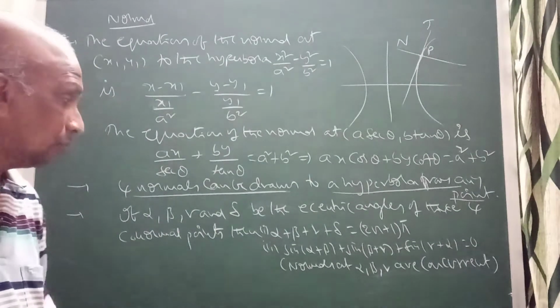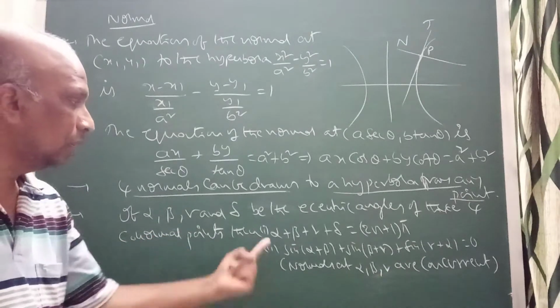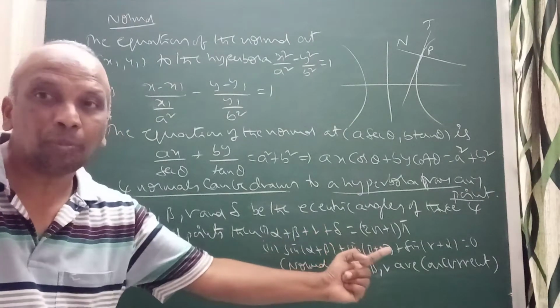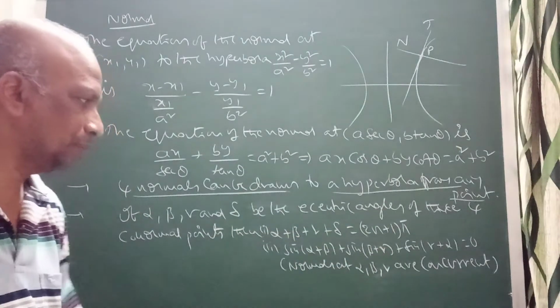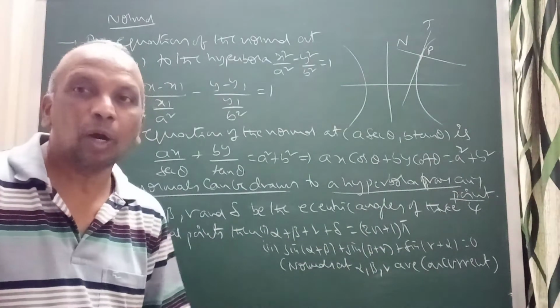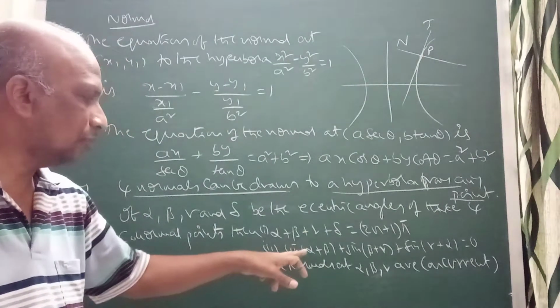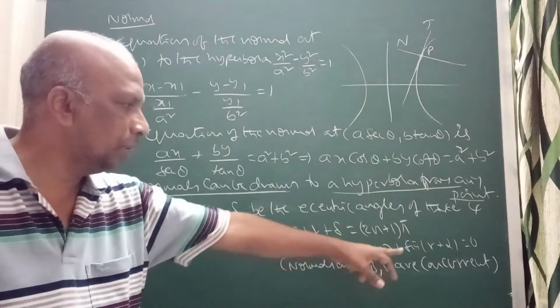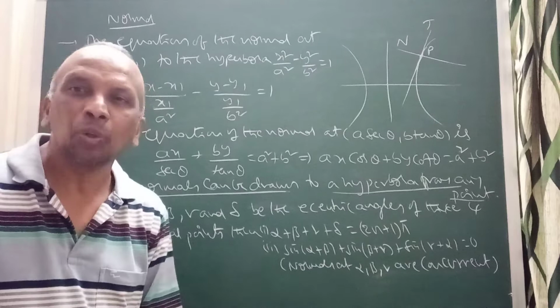then the sum of these angles should be (2n plus 1) into pi, an odd multiple of pi. Suppose the normals at alpha, beta, gamma are concurrent, then sin of (alpha plus beta), sin of (beta plus gamma), sin of (gamma plus alpha) equal to 0.